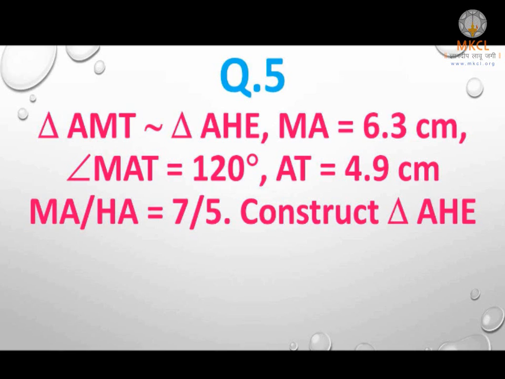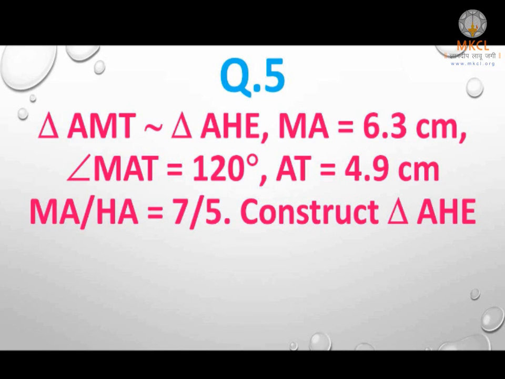I have taken a sample question here. This question is from the chapter on constructions. Two triangles AMT and AHE are similar. Now when you read these names, you will see that letter A is common to both triangles. That means these are not two separate triangles. They are not disjoint triangles. One triangle probably is inside the other triangle, and therefore you should draw a rough figure.